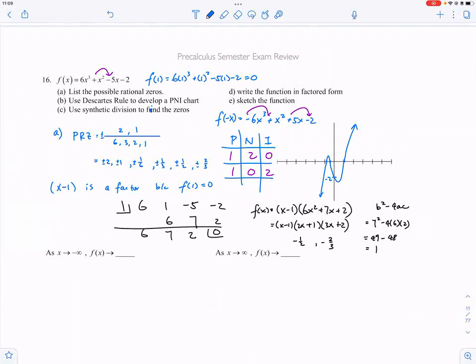So we have this graph right here. As x goes to -infinity, f of x goes all the way down, so -infinity. And as x goes to infinity, f of x goes up, so that's infinity. So we have a factored form right here. We found the zeros. That's how we use the PNI chart, the rule of signs, and possible rational zeros to find the zeros and draw the graph.